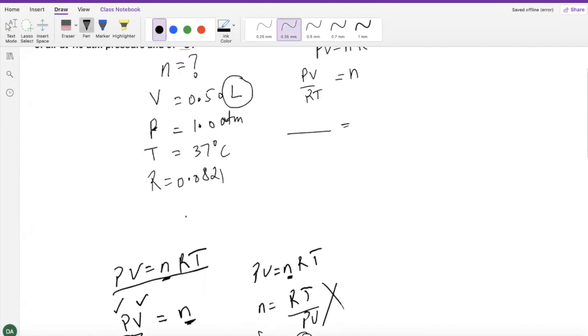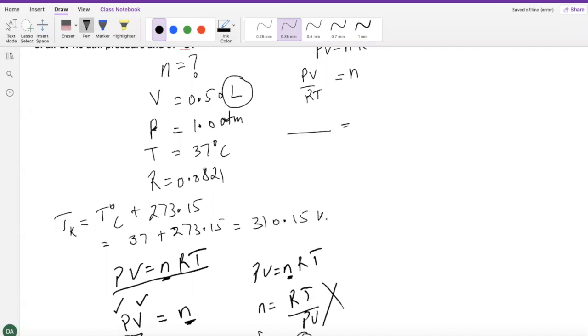How do you change 37 degrees Celsius to Kelvin? So temperature in Kelvin equals, what is the formula, guys? Celsius plus 273.15. So what is the temperature in Celsius? 37 plus 273.15. That's how much, guys? 310.15 Kelvin, right?